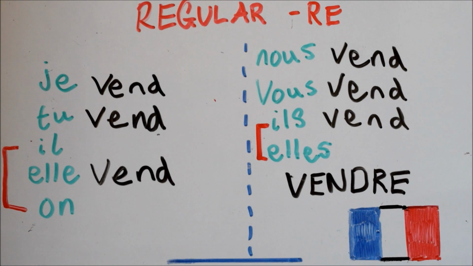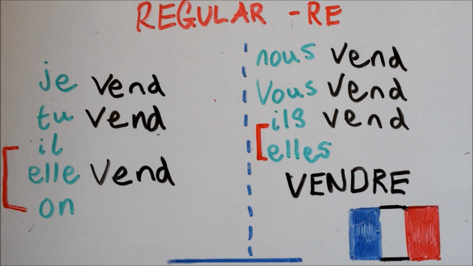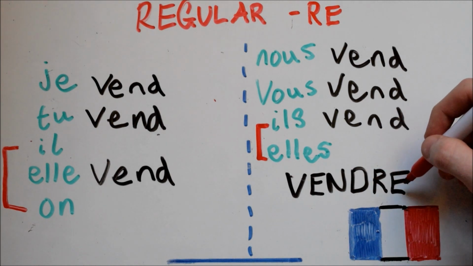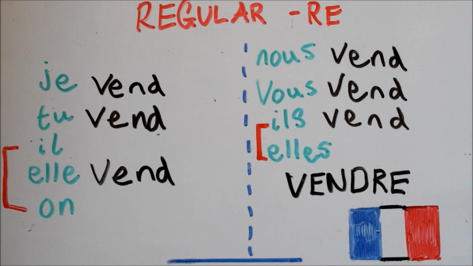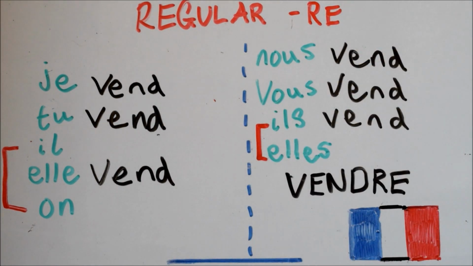The verb used in this instance is vendre. This verb means to sell. Notice the RE section. When this is taken off, we're left with VEND. This is known as the stem, just like before. VEND for all of the subject pronouns, okay?